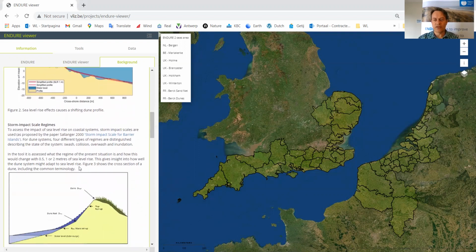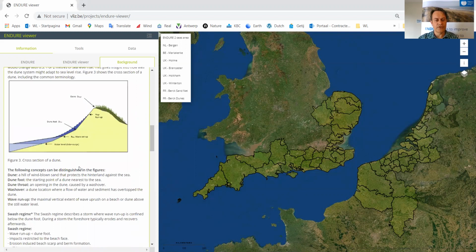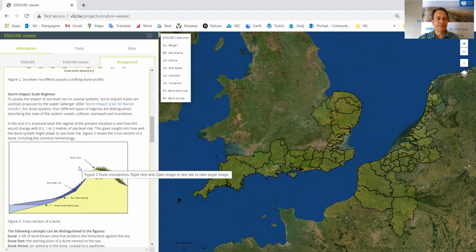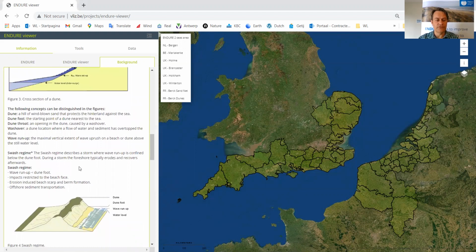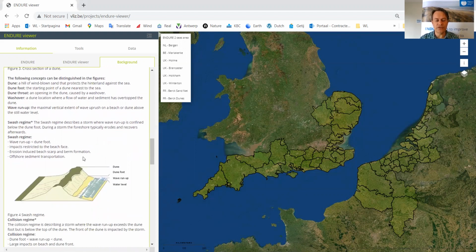To characterize better what can happen, we use the regime impacts proposed by Sallenger in 2000. And there are 4 of them, and I will briefly describe all of them. So first of all, you have the Swash regime, when during this extreme event, the dunes are attacked, sand is lost, but not in a significant quantity. So the dunes are very solid, they withstand the storm, there is no problem.